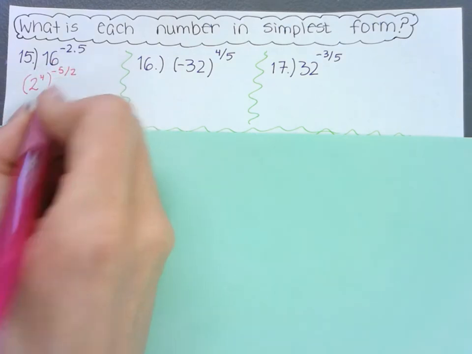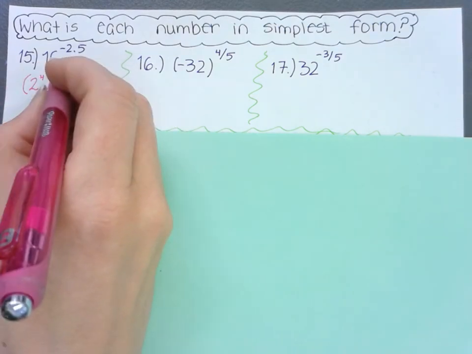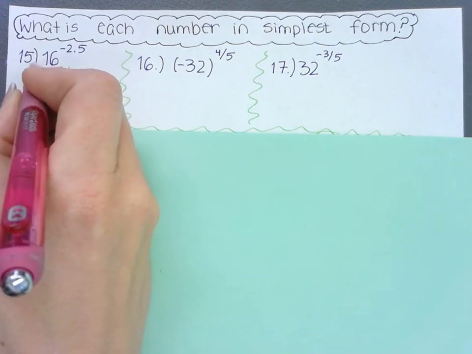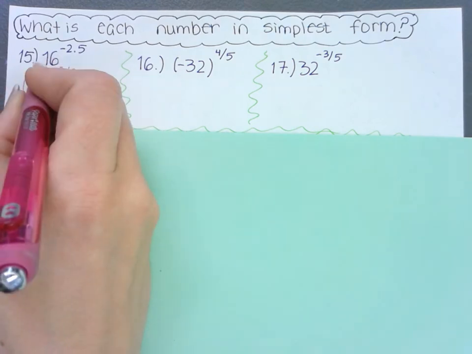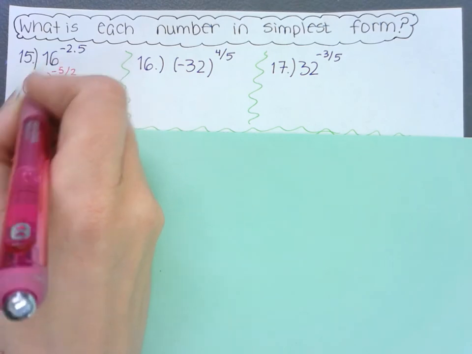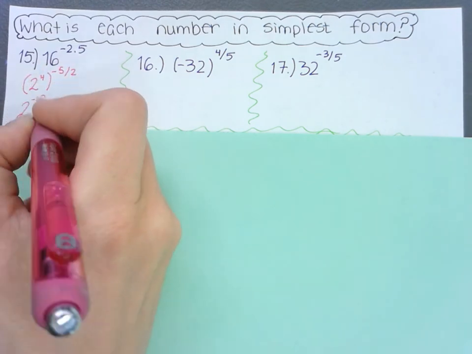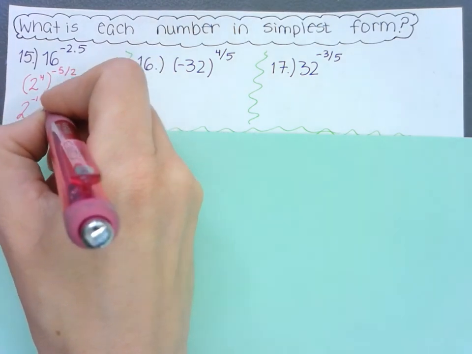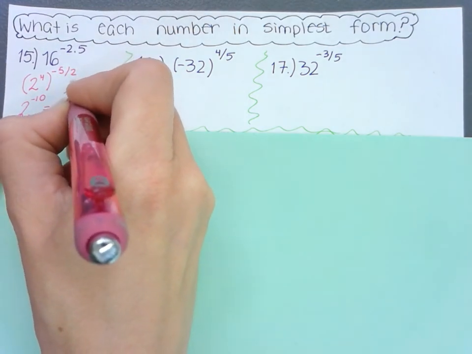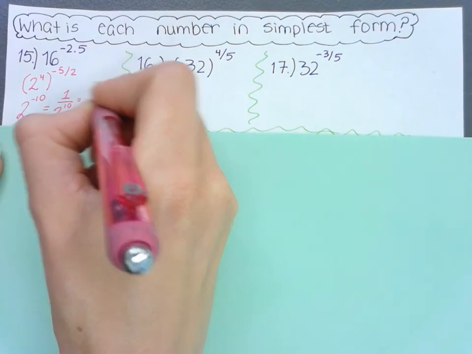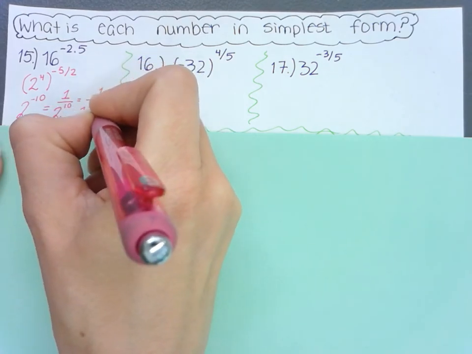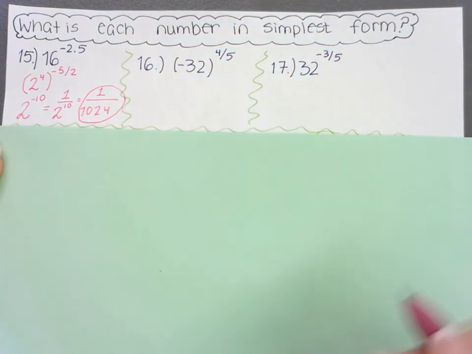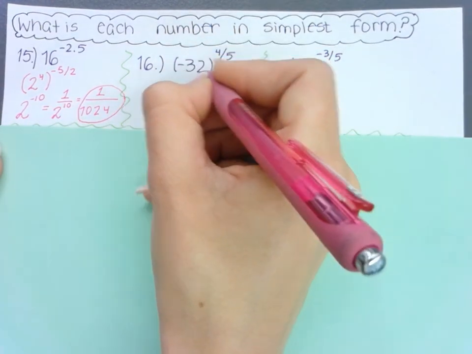You have many, many ways you can do this. I'm going to multiply my exponents. I will get 2 to the 4 times negative 5 over 2. I'm going to reduce. 4 over 2 is 2. So it's 2 to the negative 10. That becomes 1 over 2 to the 10, which is really 1 over 1024. Done.